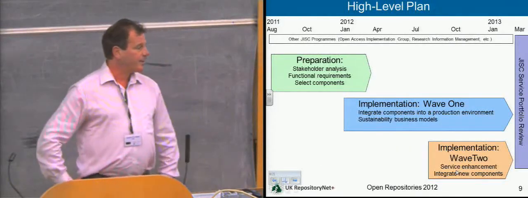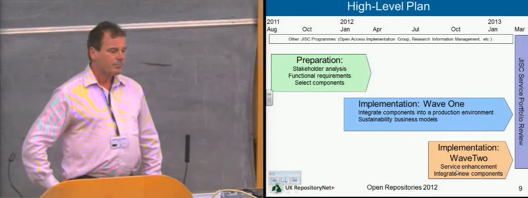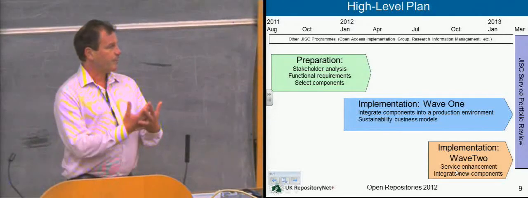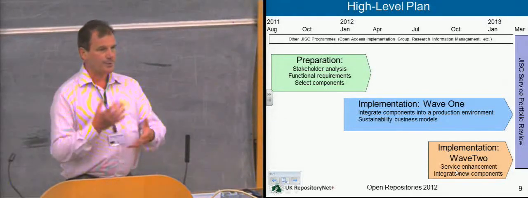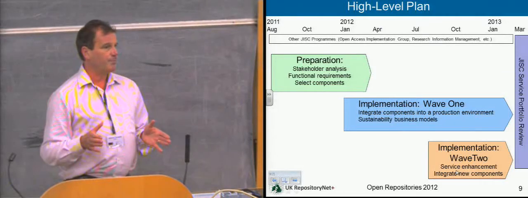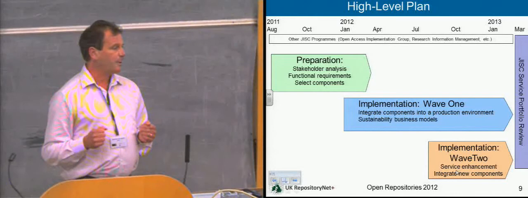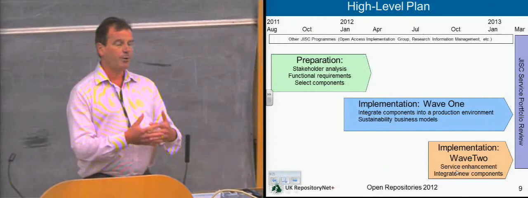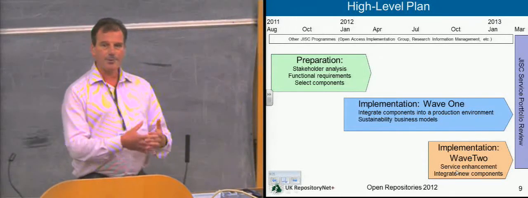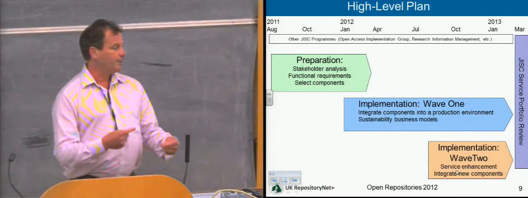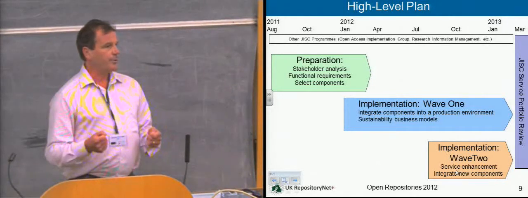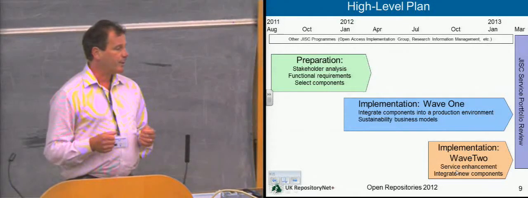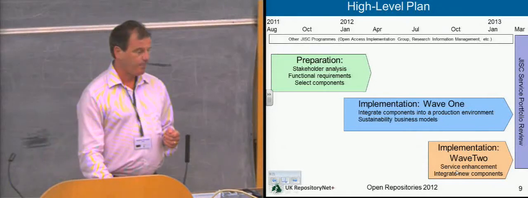High-level plan, as I say, we started last August with going out and talking to our constituents. We produced the components catalogue. We went through a long process of selecting components. We got the sign-off from JISC in January of the components that were going to be in Wave 1. We started to integrate them. We've got business plans in from all of our service providers. At the moment, the guys are all working on the business plans and actually doing the development. That will gradually mature between September and the end of the year, when we'll start to be in a position where we can actually implement some of the services for Wave 2.